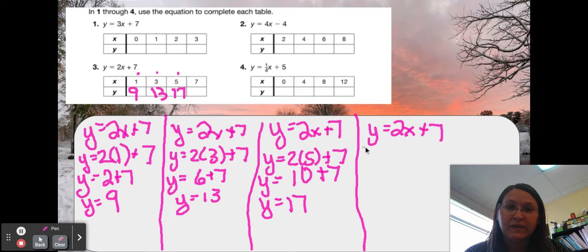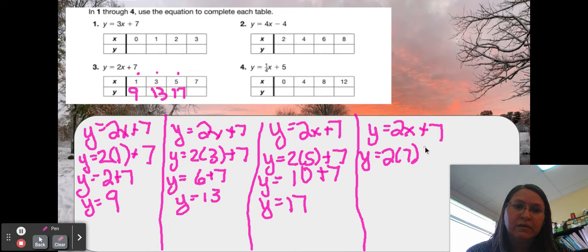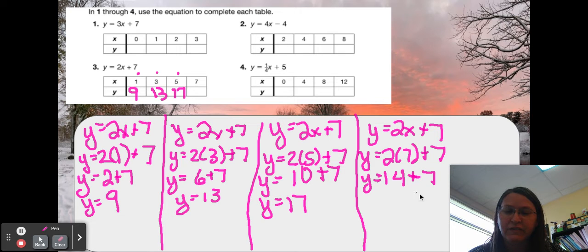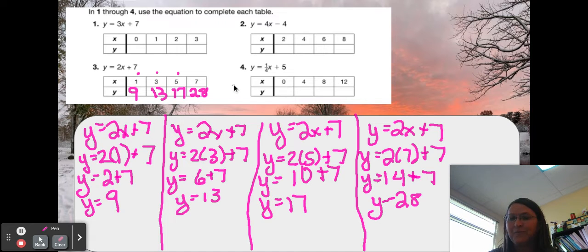And now let's look at number 7. So y equals 2 times 7 plus 7. With this one right here, same thing, order of operations. There's no grouping symbols, there's no exponents, but there is multiplication or division. 2 times 7 is 14 plus 7. Now I've got one operation left, so 14 plus 7 would give me 28 equals y. So I am going to put 28 right here in this box, and I am done with number 3.